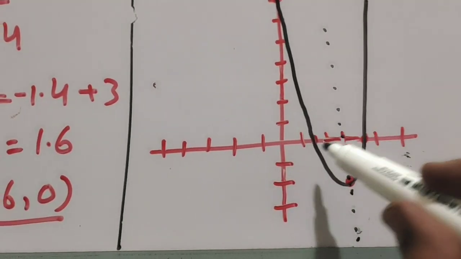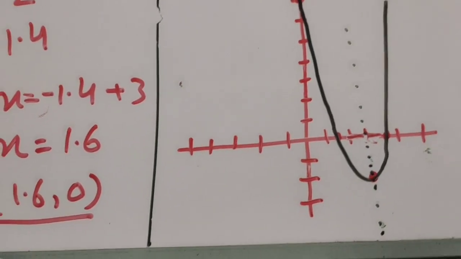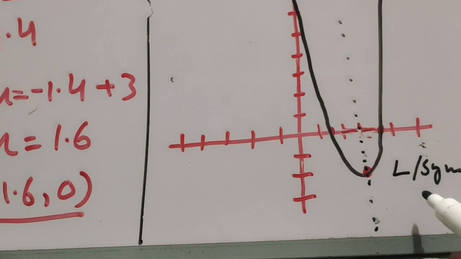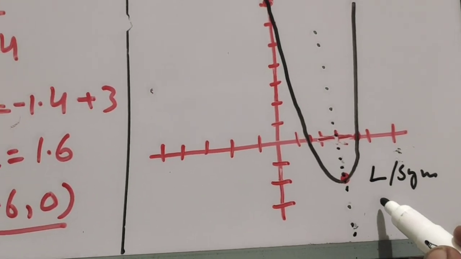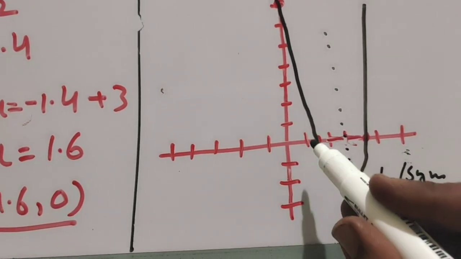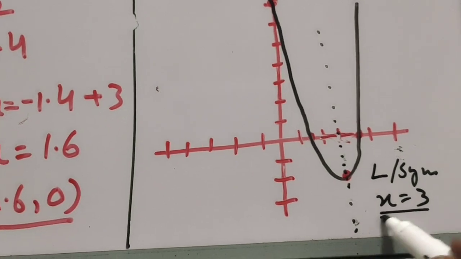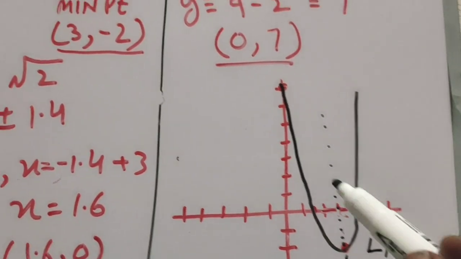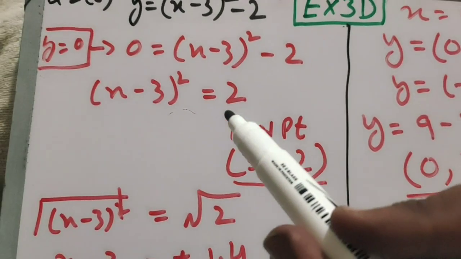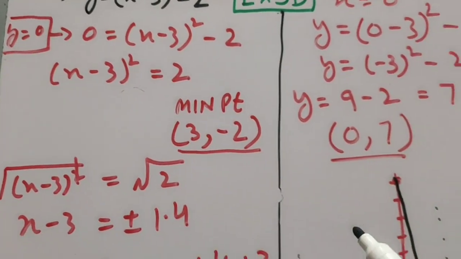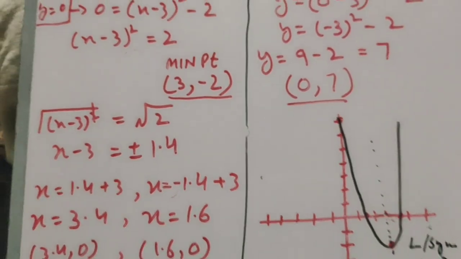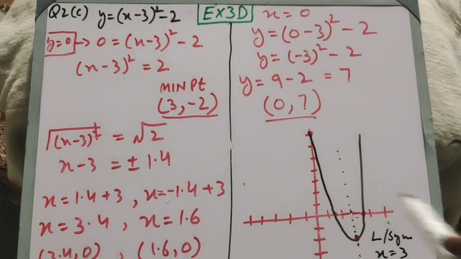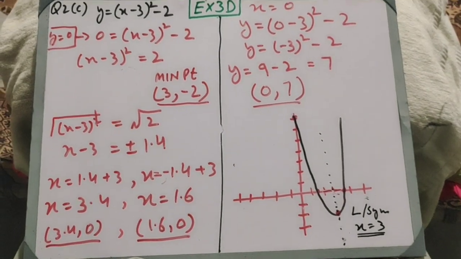It cuts the x-axis at 3. So the line of symmetry is x is equal to 3. This is the line of symmetry we found after sketching the graph, and this is the minimum point we found at the beginning of the question. So we have done all the 3 parts as the question asked in question number 2, part C. Thank you.